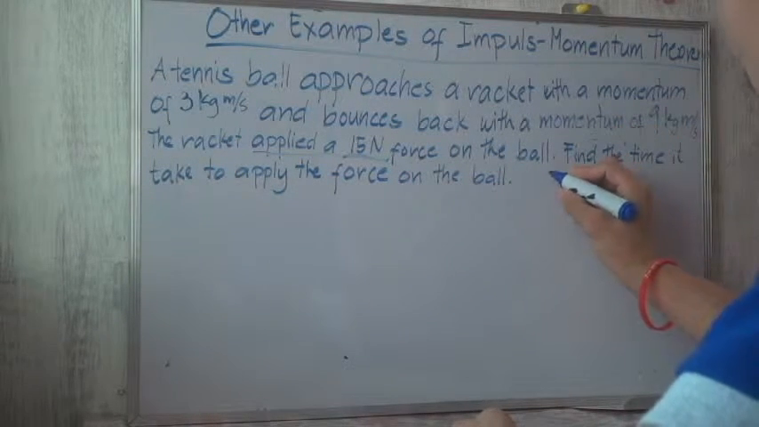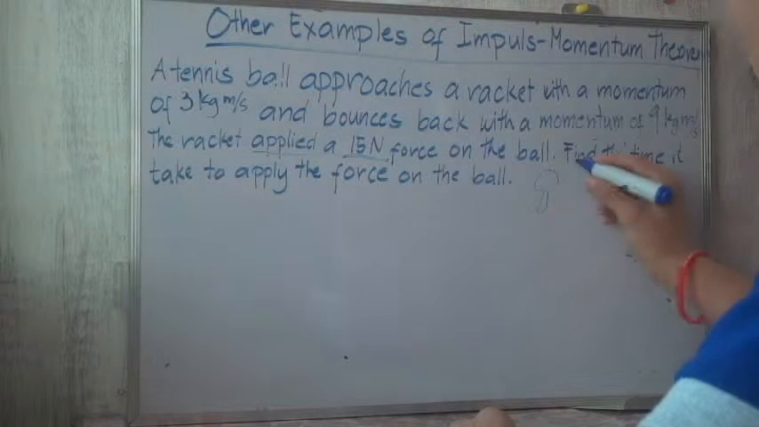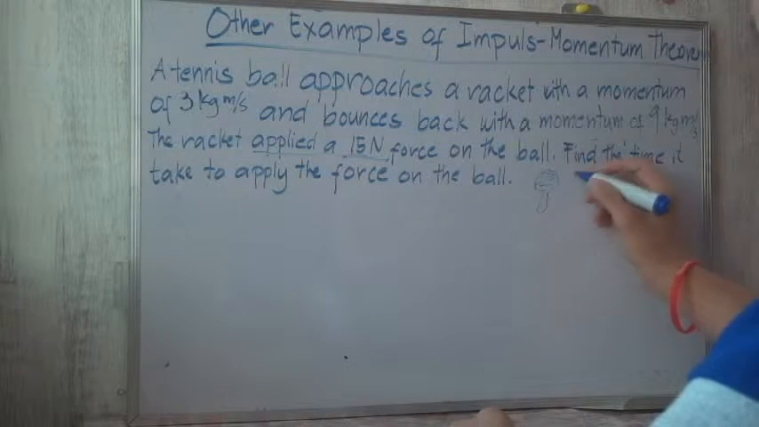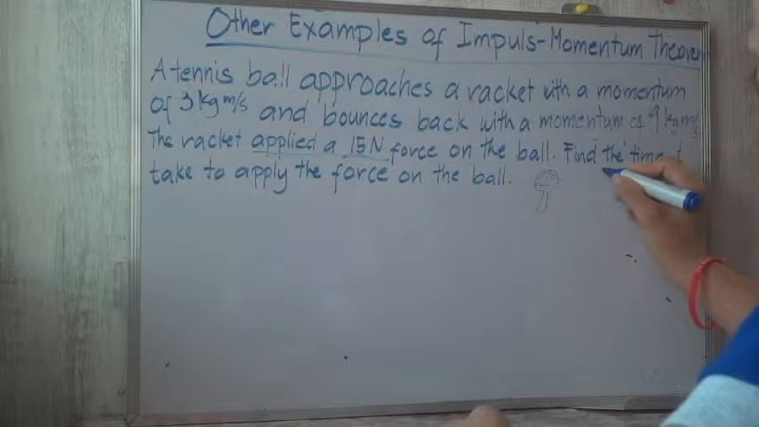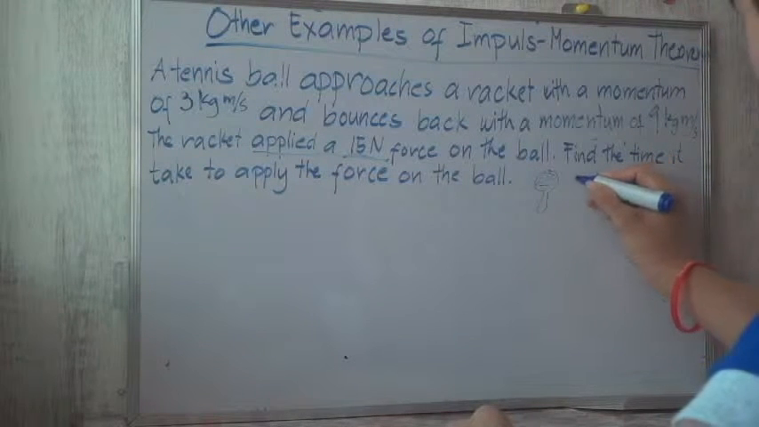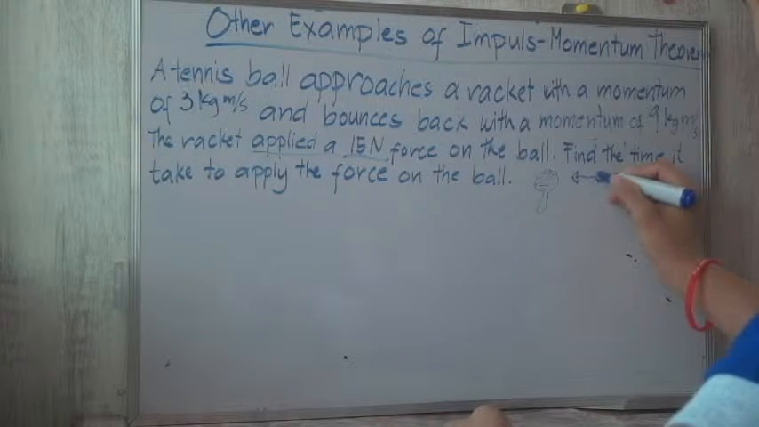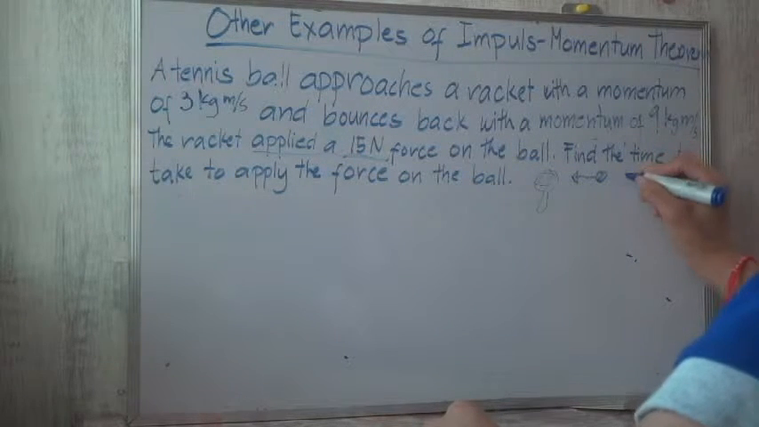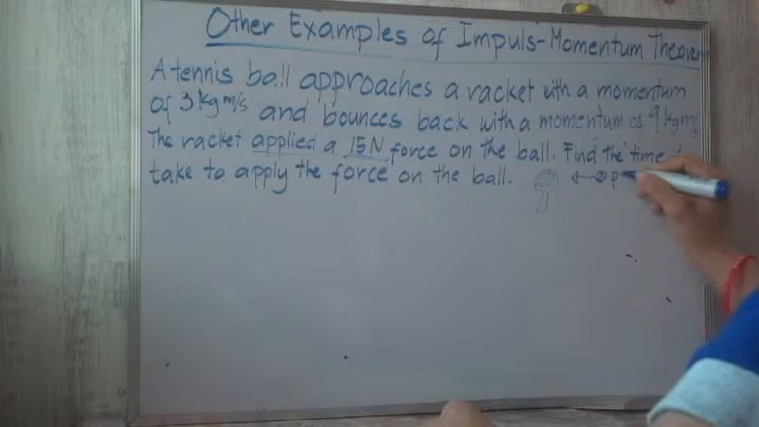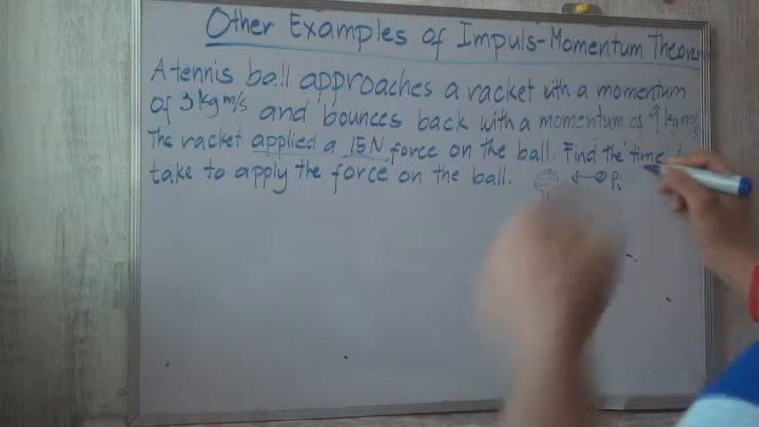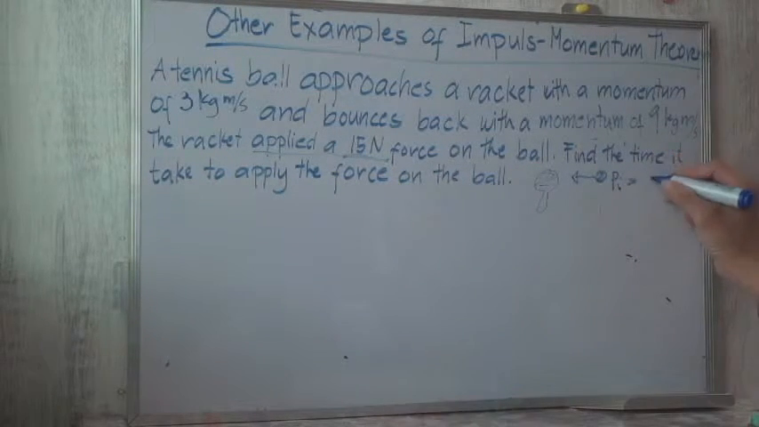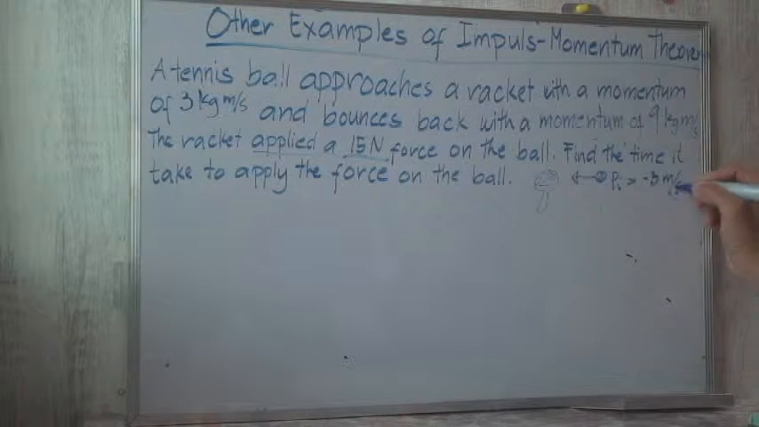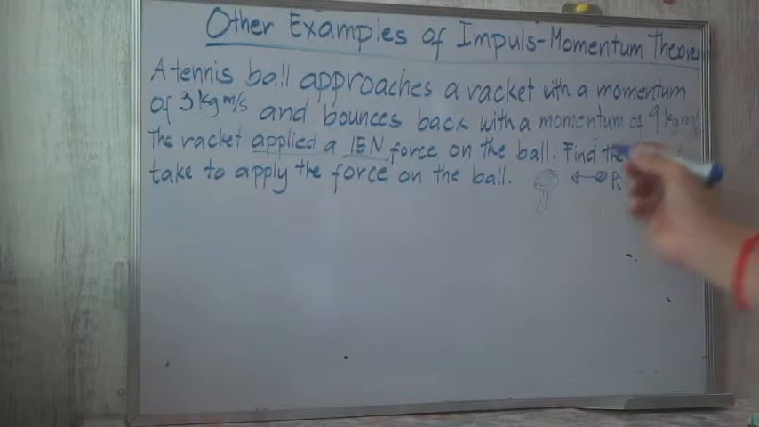So nado tay racket o a ball approaches to the racket. So ang ball paingon sa racket. So ang direction sa atong ball is paingon man sa left. So ang atong momentum initial sa ball kay negative 3 meters per second kay paingon man siya sa left.